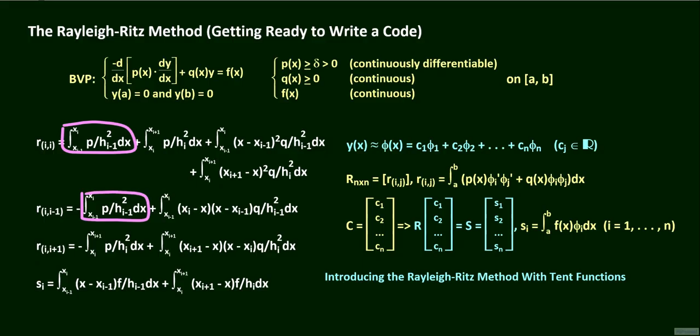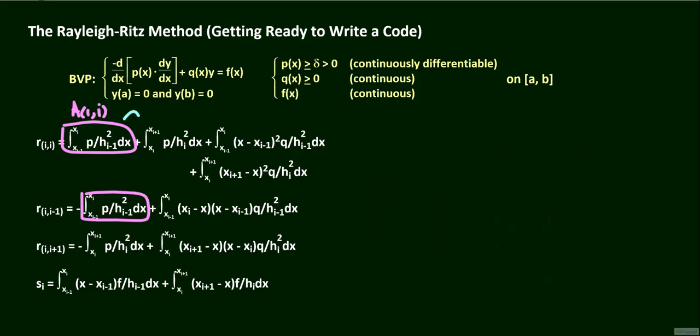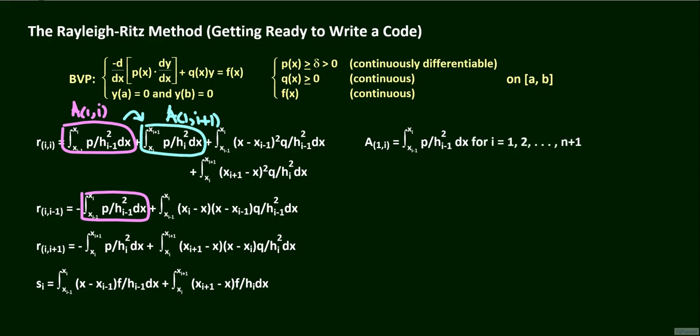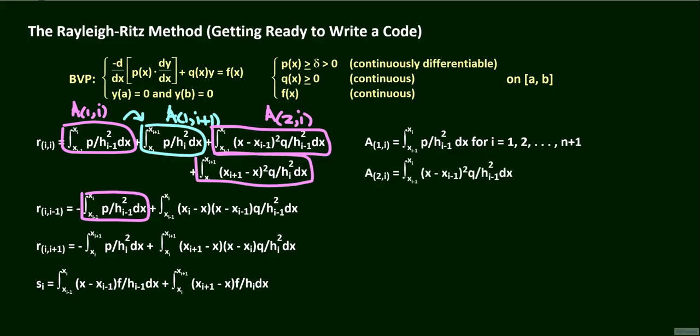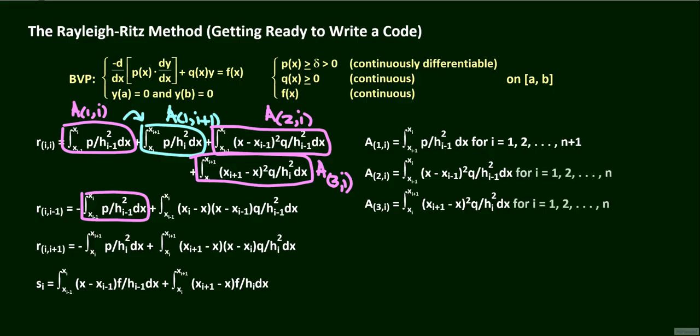We set the first integral in the formula for R sub i equal to a sub 1i. We simply increase the index for the next integral, so that the next integral is a sub 1, i plus 1. The range of i for a sub 1i is from 1 to n plus 1. We set the third integral equal to a sub 2i. And we set the fourth integral equal to, this time, a sub 3i. For both a sub 2i and a sub 3i, i goes from 1 to n.